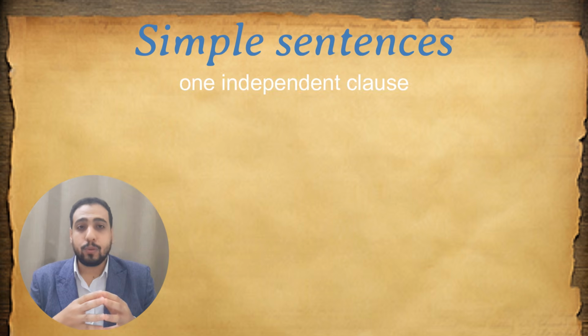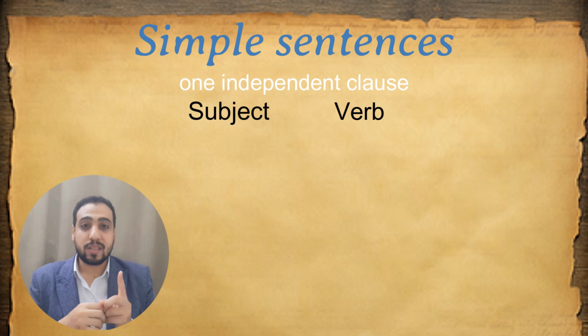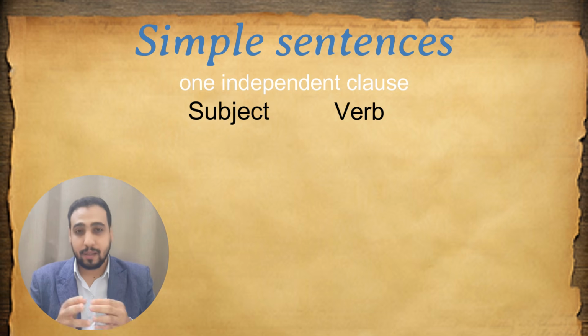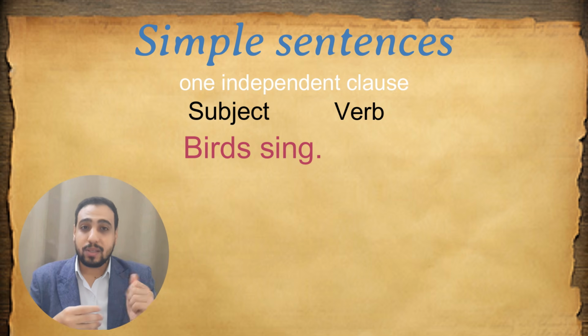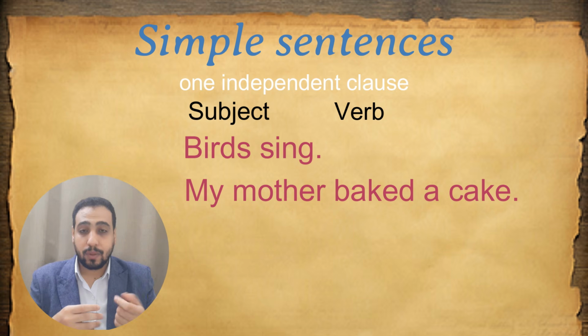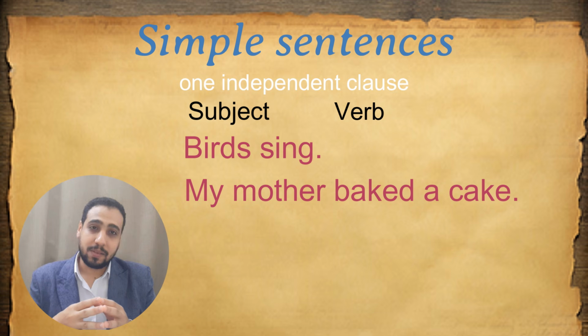Now that we understand clauses, let's look at the simplest sentence type. A simple sentence contains exactly one independent clause. That's one subject and one verb expressing one complete idea. Take the examples. Birds sing. Subject and a verb. My mother baked a cake.